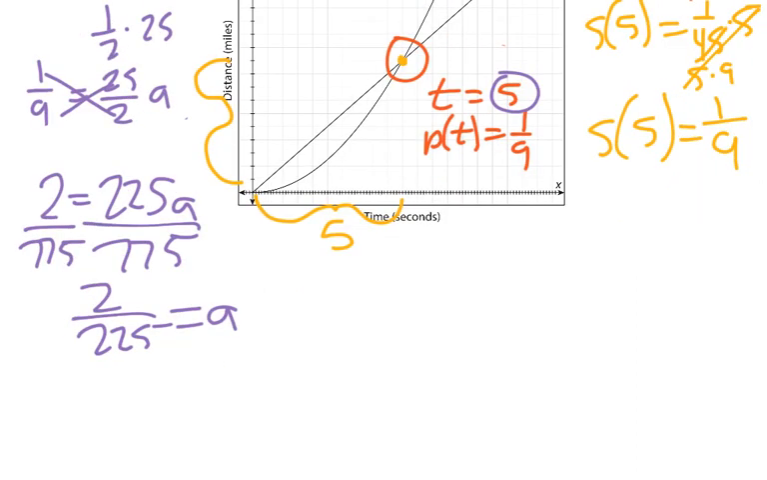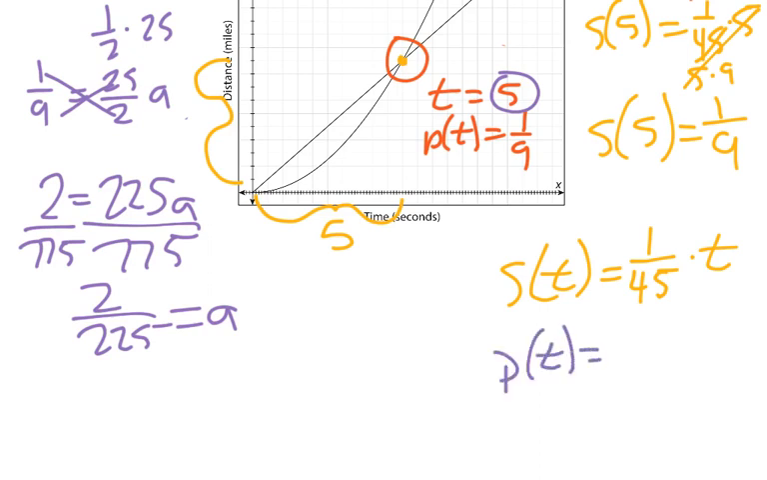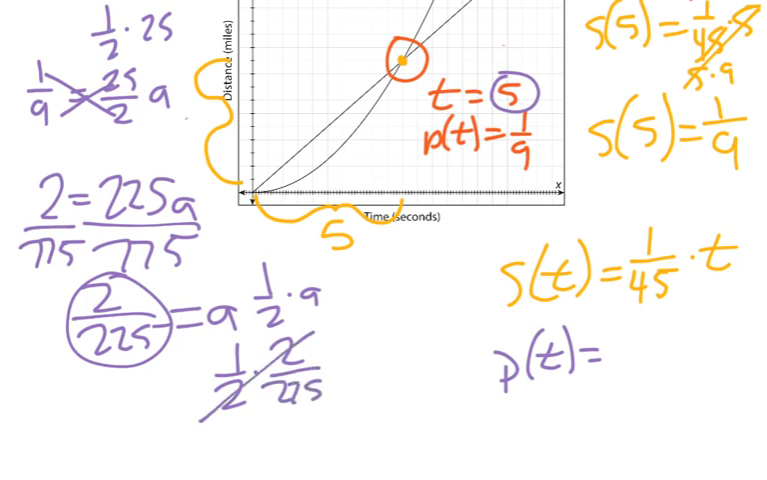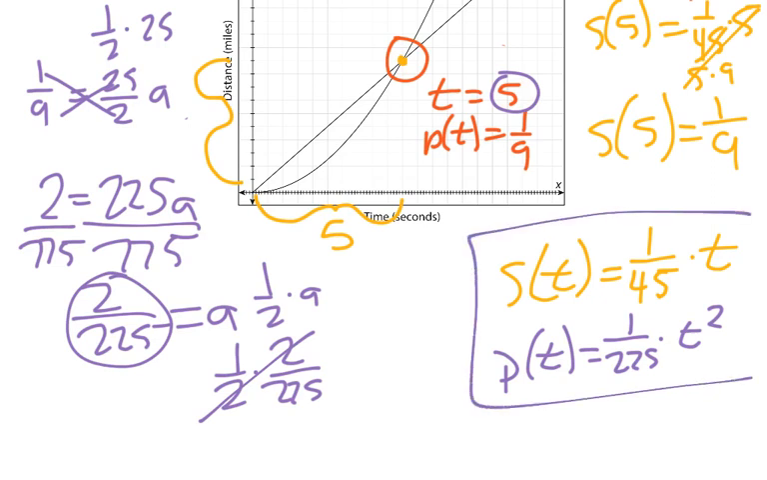So our equations would end up looking like this. s of t would equal 1/45 times t, and p of t would equal, well, this would be a, but we had 1/2 times a, so 1/2 times 2/225, the 2's would cancel, so 1/225 times t squared. Okay, so those are our equations, and that was a lot of work to just find those two measly equations, wasn't it?